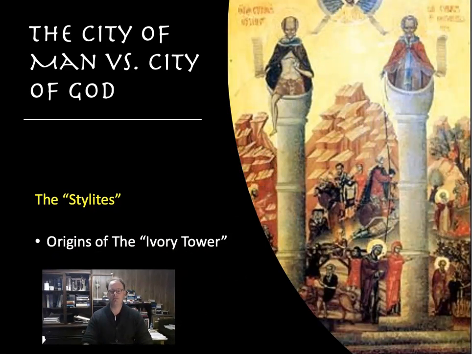Okay, so as we round third and head home here, just to illustrate what we're talking about here, there were people in the ancient world called stylites. The word stylite comes from, I guess it's Latin stilo. Literally it means column, right? Or tower, right? There were people in the ancient world who would erect these towers in like a town square and then live in them.